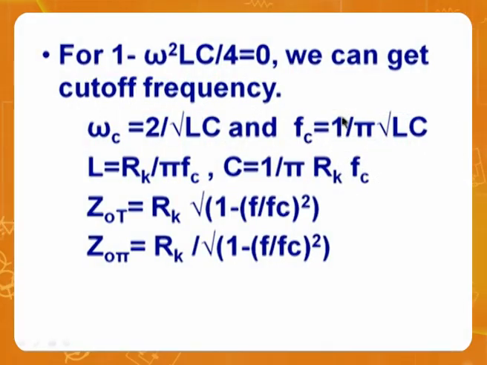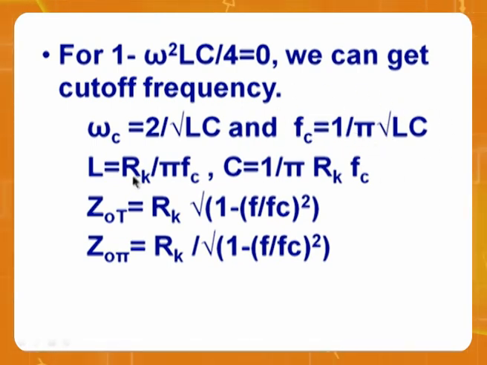So omega C is 2 by root LC, FC is 1 by pi root LC. See here, from here I am doing it. 1 is gone, omega square LC, 1 by LC. Then 4 goes there, 2 by root LC. And what is FC? 2 by root LC into 2 pi. 2 cancel, 1 by pi root LC. So this is how we got the cutoff frequency.